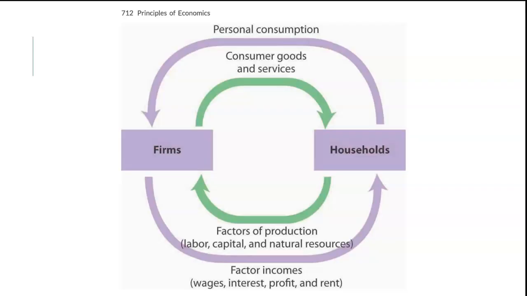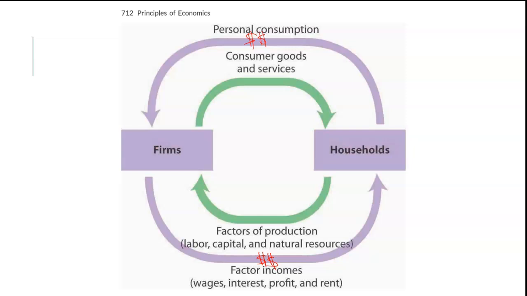Firms hire households, give them wages, interest, profit, rent. So firms are providing money to households. The households then use that money to purchase goods and services from the companies. So money flows from firms to households, back to firms, back to households.